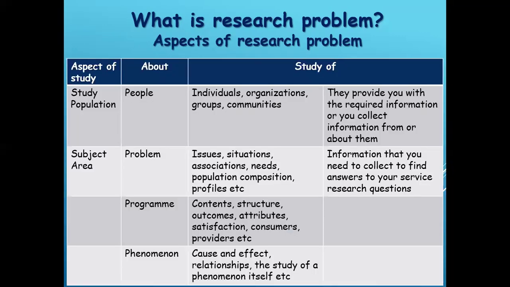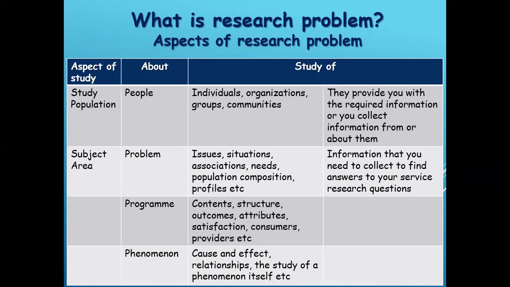Aspect of the research problem: study population that includes people. Study of individuals, organizations, groups, communities. They provide you with the required information or you collect information from or about them. On the one side, they can become the provider of the information, and also they themselves can become participants.